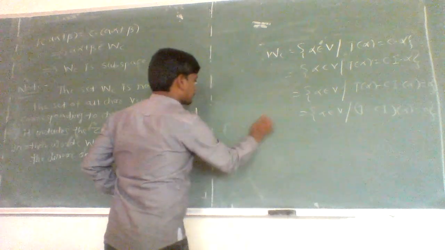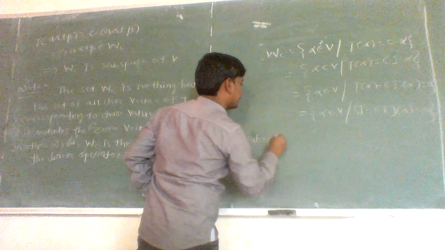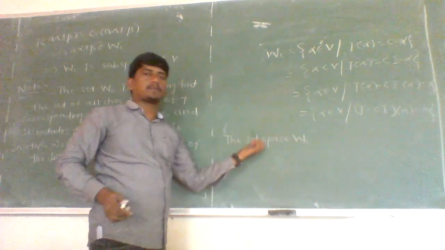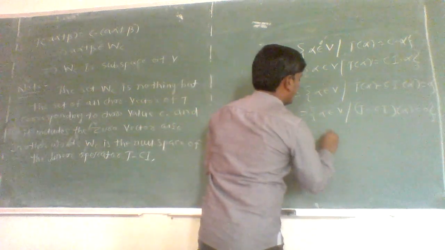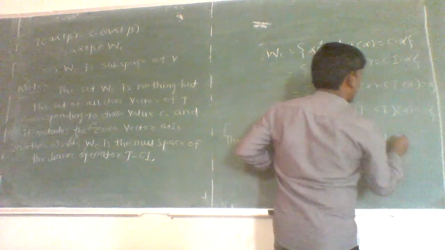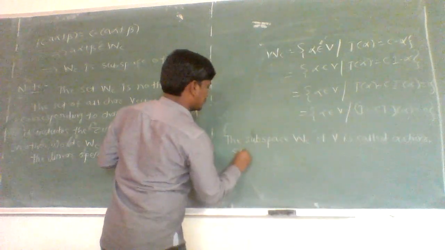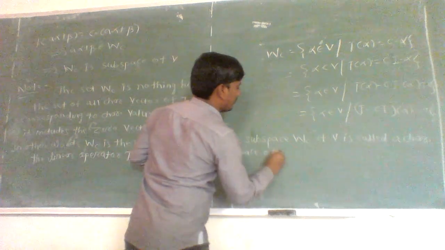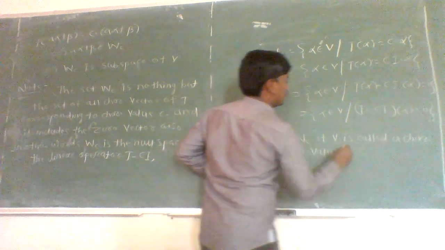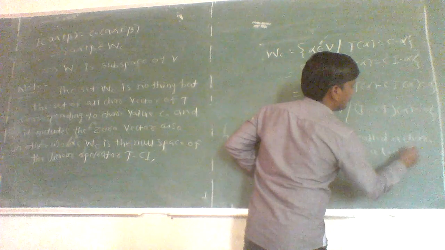And here this subspace WC, in the previous result we have proved that WC is a subspace of V. WC of V is called the characteristic space of characteristic value C of a linear operator T.